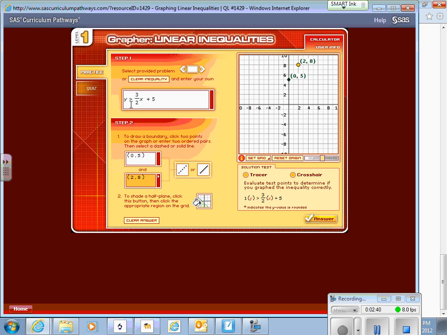It does not have an equal in the inequality symbol, so it is not a solid line, it is a dotted line. I'm going to fill up my paint bucket. This says y is greater than. So I look at the y-axis. 8, for example, is greater than 5, the y-intercept. So I'm going to select there, and it will shade everything above the line.